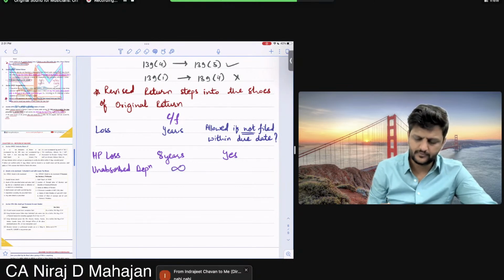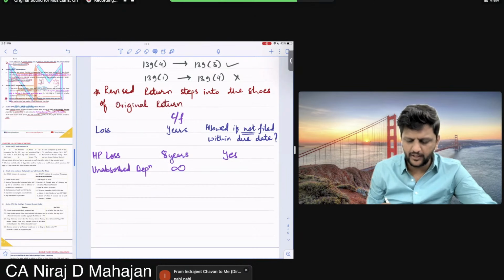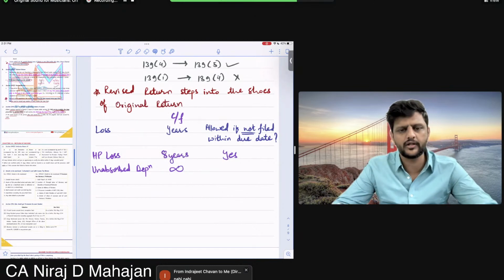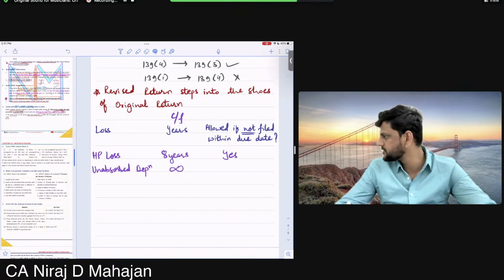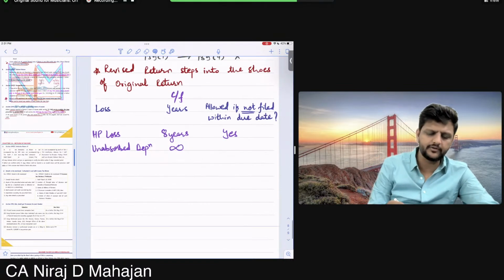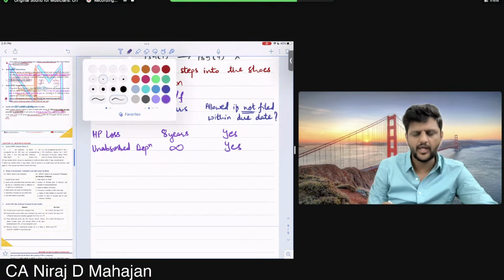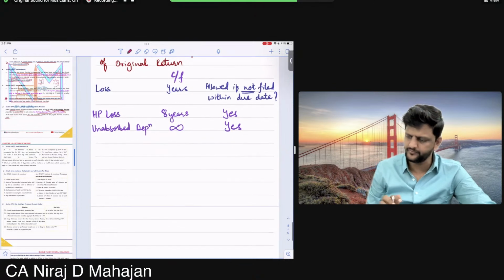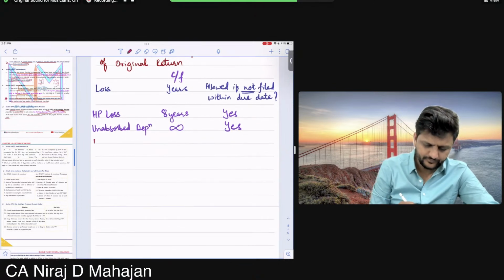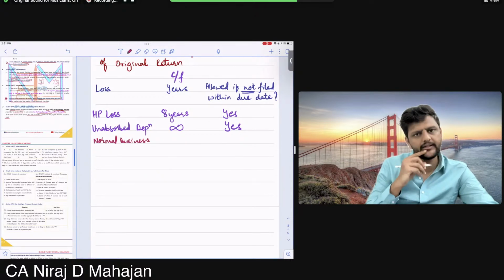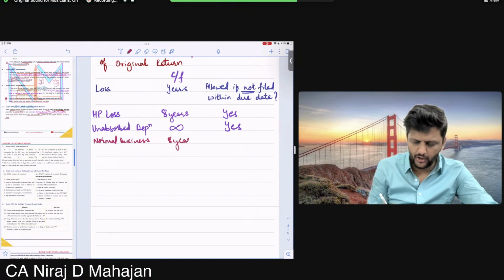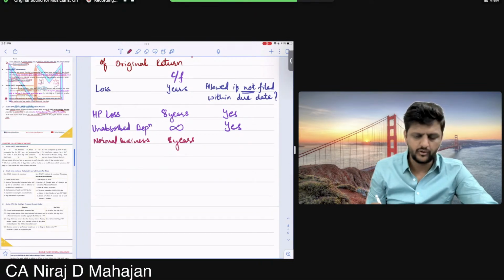Indefinitely बच्चों. Arey, it's not that old chapter. We just covered a couple of chapters before only. Unabsorbed depreciation indefinitely. Yes. Again, is it allowed to be carried forward even if the return is not filed within due date? Yes. That's why I'm doing kind of revision here with you. Now tell me. Normal business loss. How many years can you carry forward? 8 years. Allowed to be carried forward without filing within due date? No. Cannot carry forward if you missed the due date.